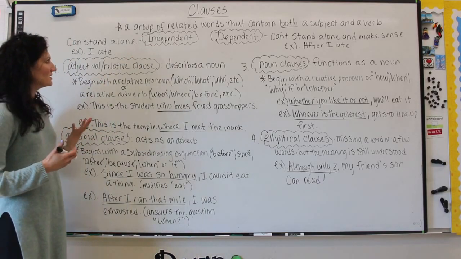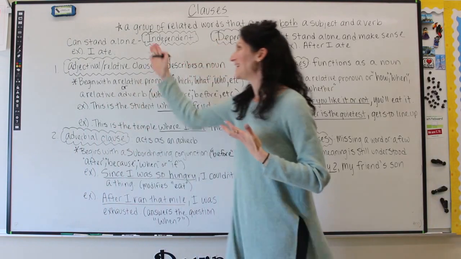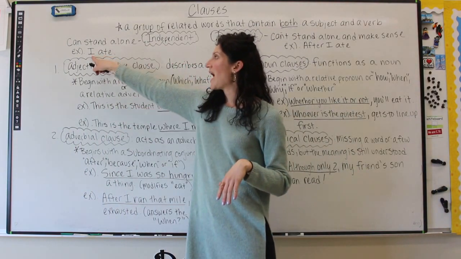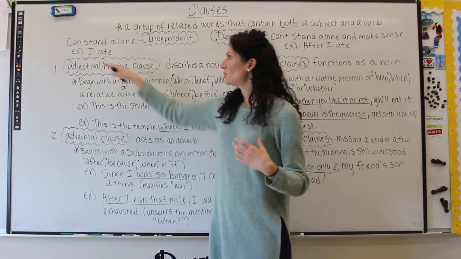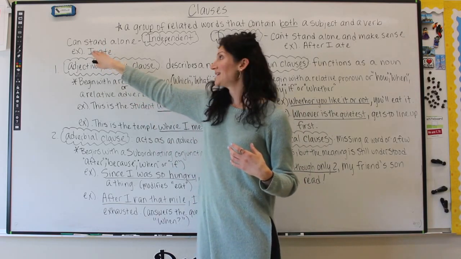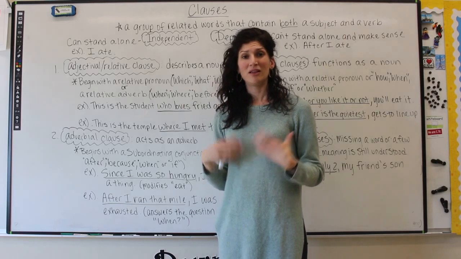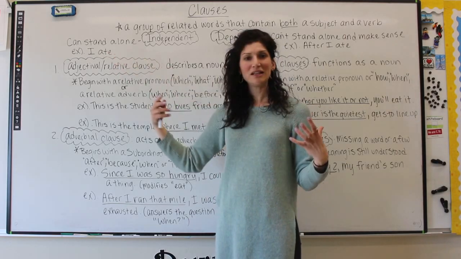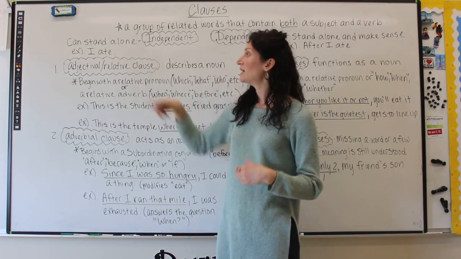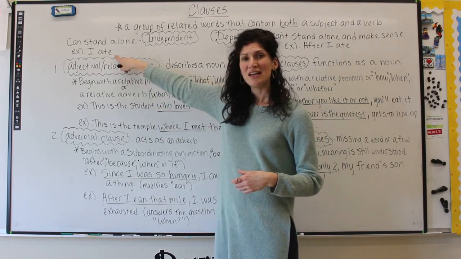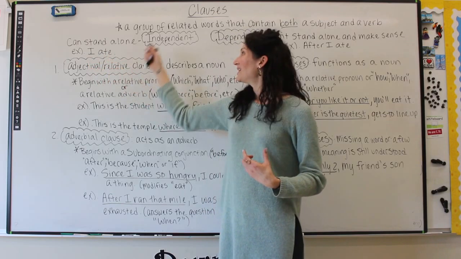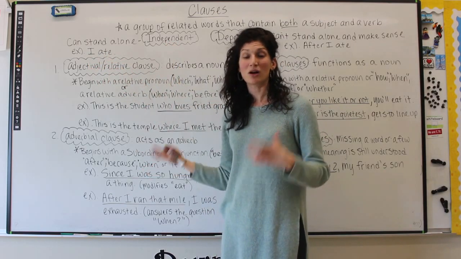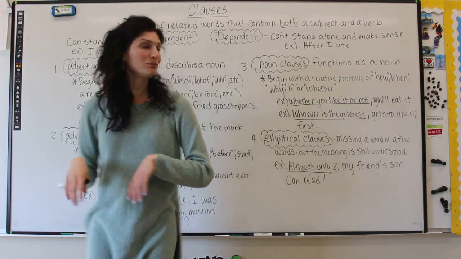An independent clause is a clause that can stand alone and make sense. So let's take a look at our example. We have I ate. In this group of words, we have I, which is our subject, and ate, which is our verb. Therefore, it's considered to be a clause. But it's also considered to be a complete thought that can stand by itself. If you look here, we have a period indicating that it's a sentence. Therefore, we know that independent clauses can also be sentences or complete thoughts.